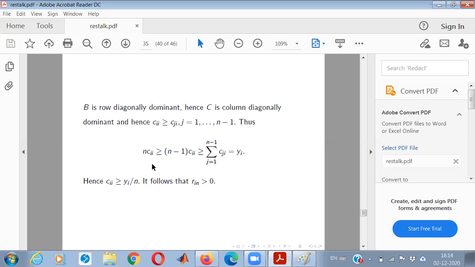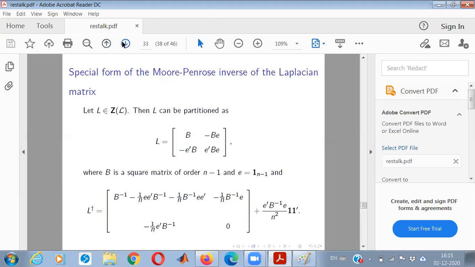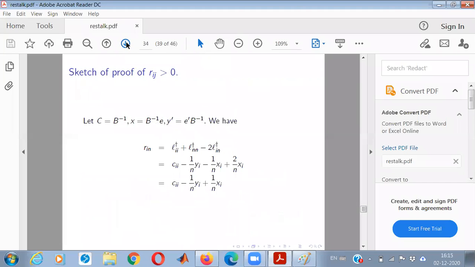That if you take N times CII, as you can see, we are throwing away a few things, and it's not a very good proof that way, but it works. And so then we are getting this YI. So we have shown that CII is greater than or equal to YI upon N. So if you go back to our expression, we already have XI to be positive, and now I have shown that CII minus 1 upon N YI is positive, and that is why RIN is positive. So as you can see, just to show the positivity of the resistance distance, we have to work quite a bit. And by a similar amount of work, we can show that the triangle inequality also holds.